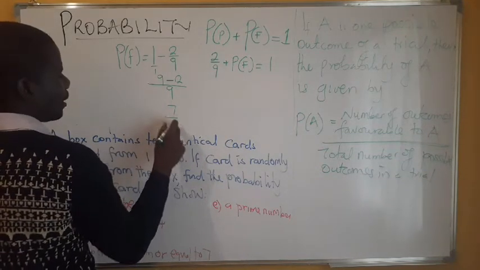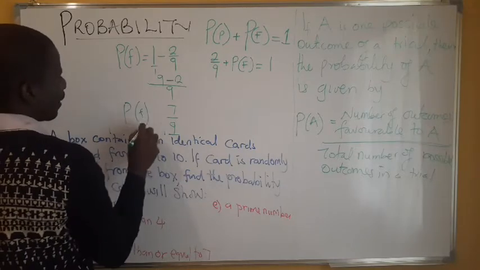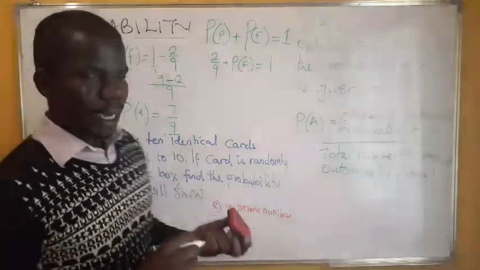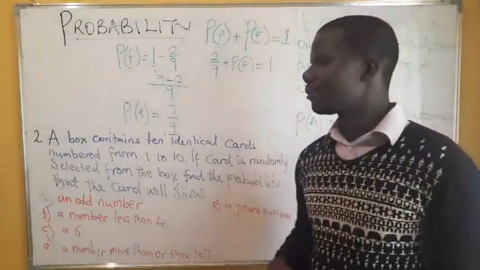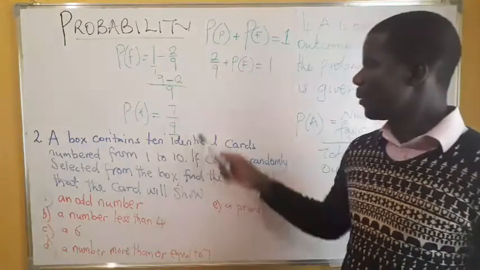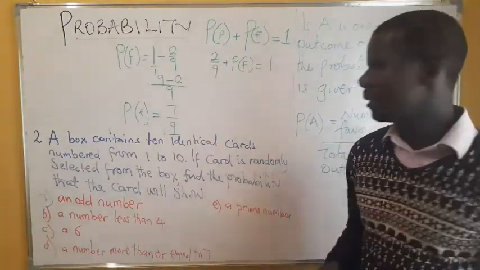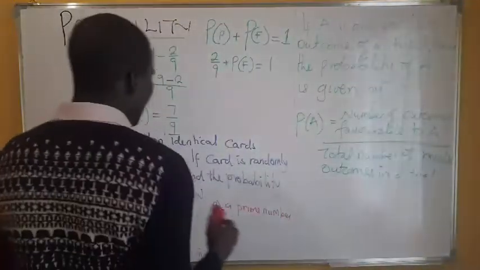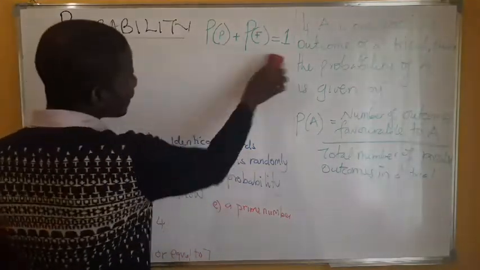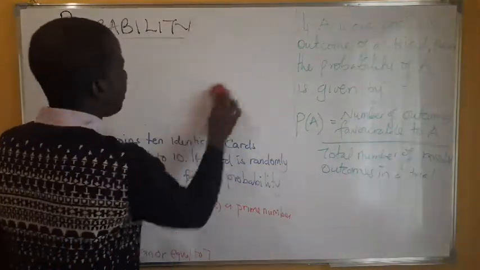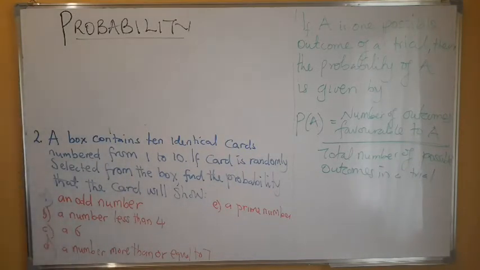So we are going to get 7/9. This is the probability that Tawana is going to fail the exam. When you add these two fractions, they should give you 1, because they cannot occur at the same time. If one occurs, the other one will not occur. You can't fail and pass the same exam. I hope you've got that.